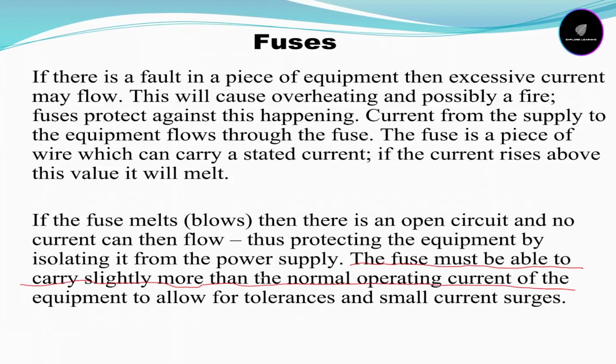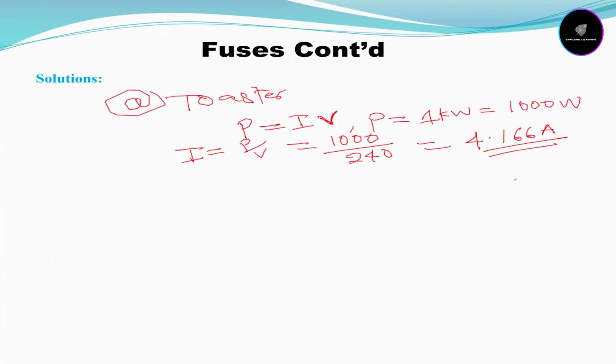According to standard practice, the fuse must be able to carry slightly more than the normal operating current of the equipment to allow for tolerance and small current surges. So the normal operating current of the toaster is 4.166 amps, and the fuse should be able to carry slightly higher than this. Therefore, the most appropriate fuse will be 5 amp.